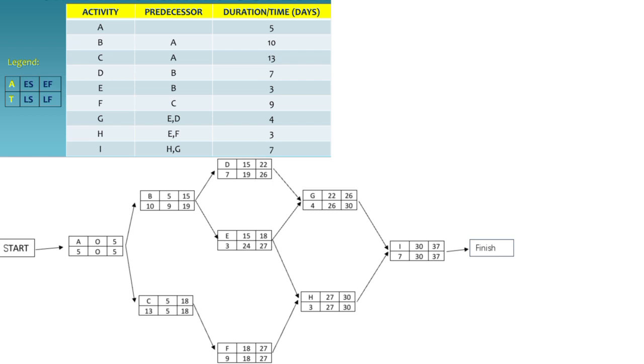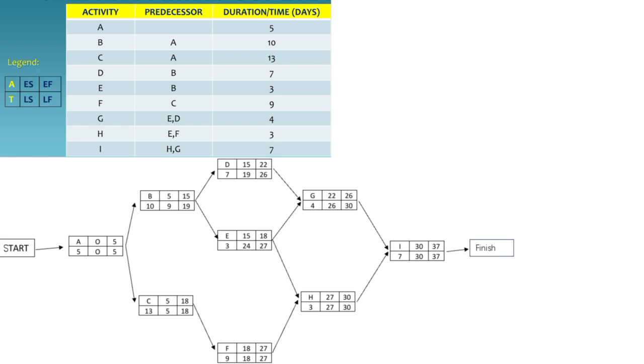Activity D depends on the completion of activity B. So, its early start is the same as the early finish of activity B, which is 15. The early finish for activity D is calculated by adding its duration to its early start, giving us EF equals ES plus duration, equivalent of 15 plus 7 equals 22.